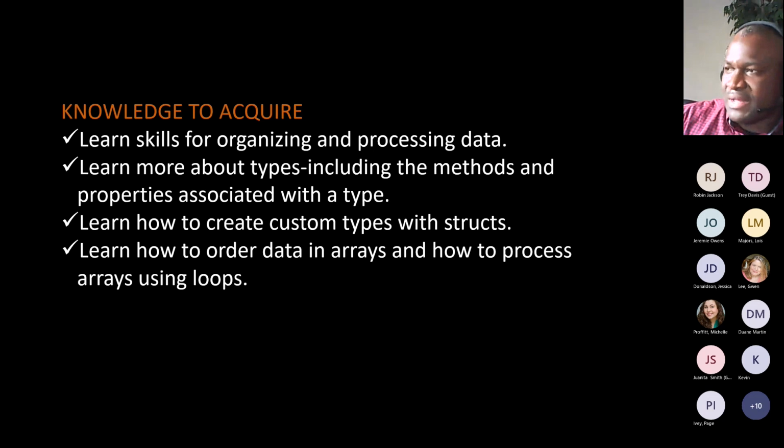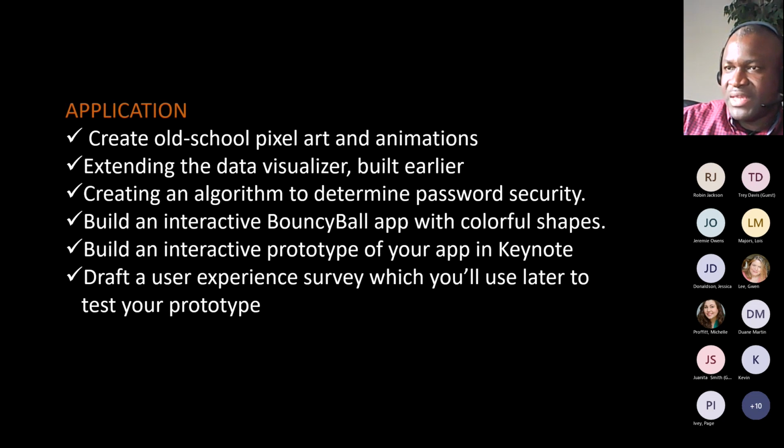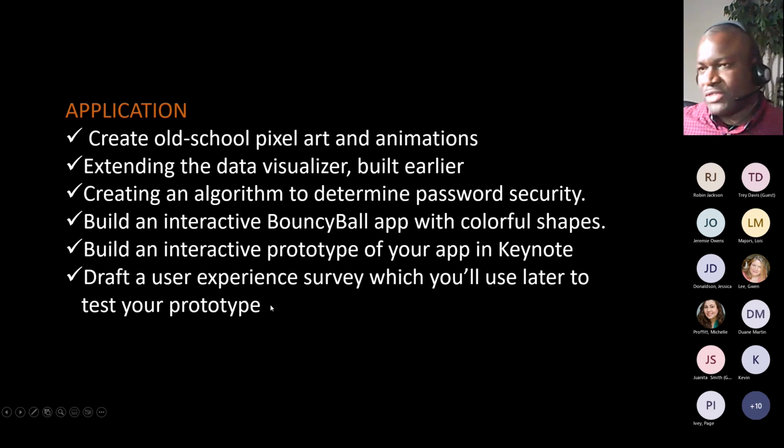Now, types have properties and they have methods, right? So every type has methods and properties, and we're going to talk some more about that. We're also going to learn how to create custom types with structs, learn how to order data in arrays, and how to process arrays using loops. That might sound kind of foreign if you're not very familiar with programming, but we're going to get to all of that. So at the end of the day, there are a couple of things we should be able to do with all of the knowledge we've amassed from that area.